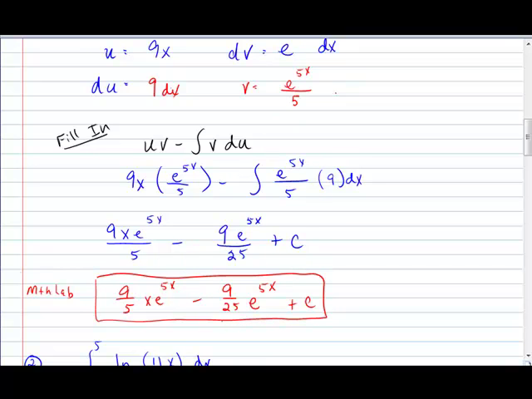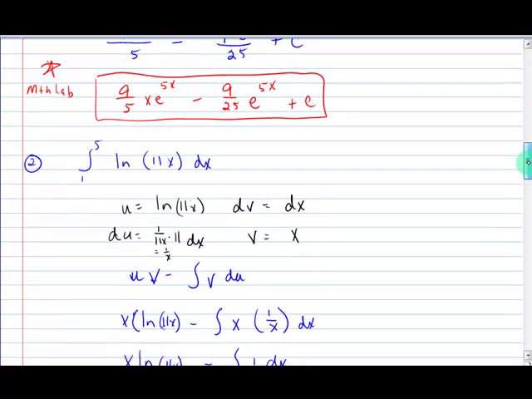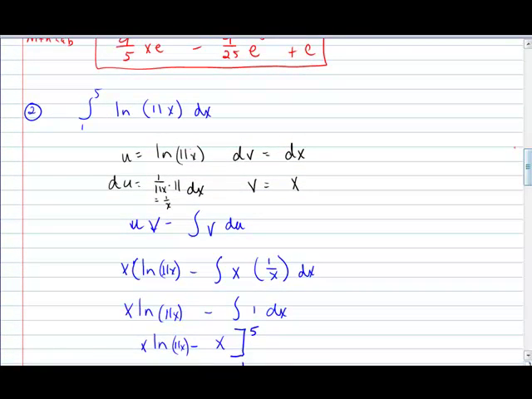Do your work. You should come out with 9/5 x e to the 5x minus 9/25 e to the 5x plus c. This is the way MathLab is going to want you to put that answer in. If you were doing it for me in class, you could probably leave it like this. They want the fractions separated out. So I'm just giving you a heads up that this is how MathLab's going to want the answer for your homework.